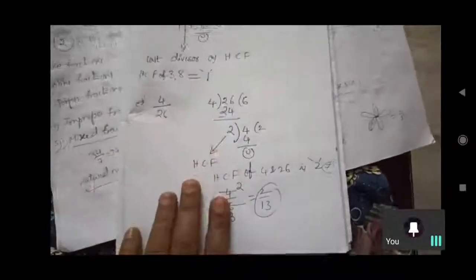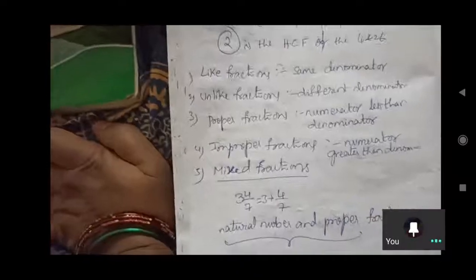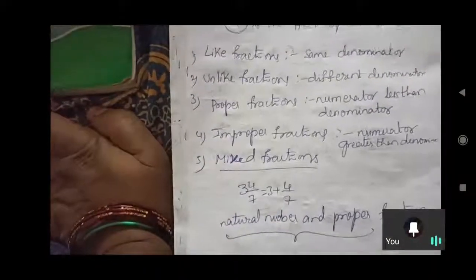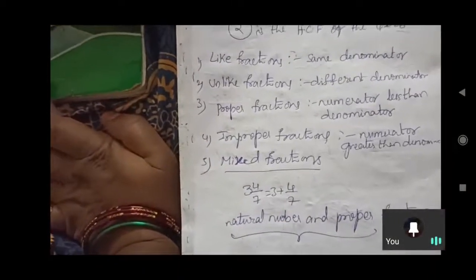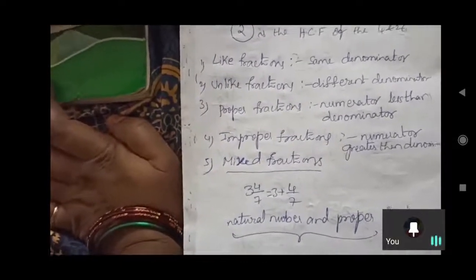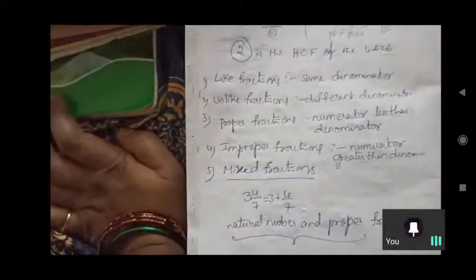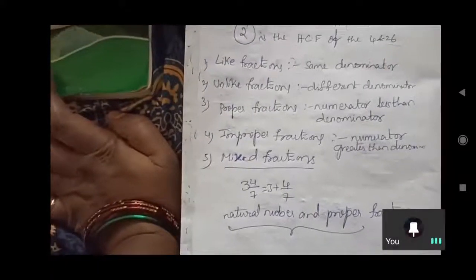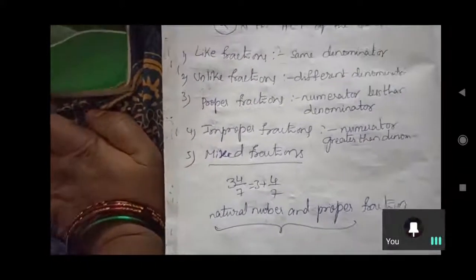Already you know this type of HCF finding, HCF cancellation. These are the basics of maths. You should know about all. And one more thing, Nana. Types of fractions. Like fractions, unlike fractions. Like fractions means denominator same. Unlike means different denominators. And proper fraction, improper fraction. These two are another types of fractions.